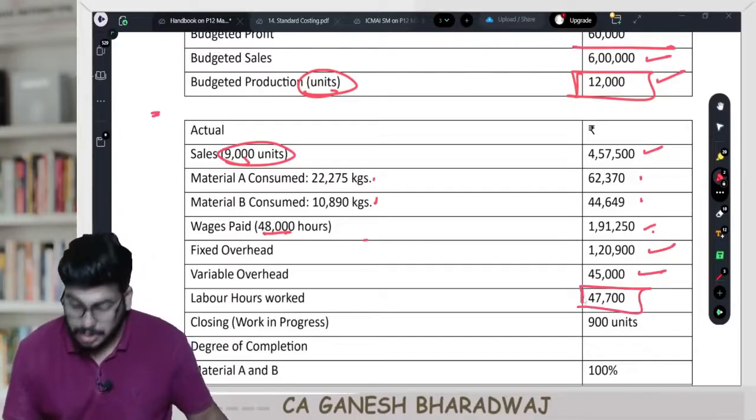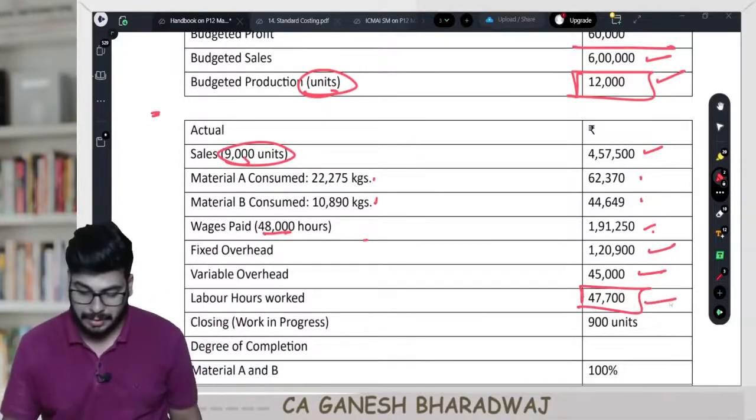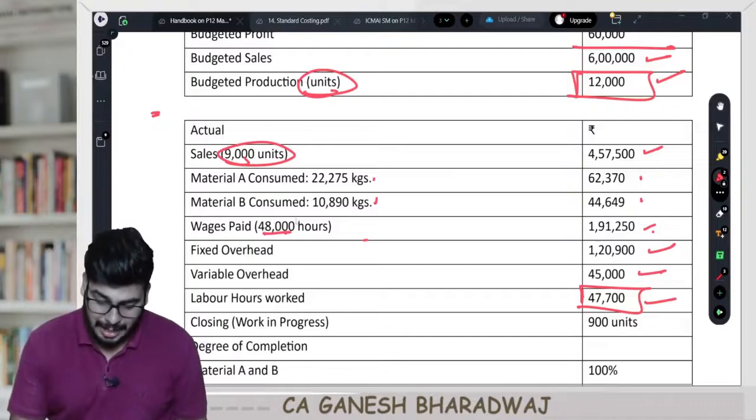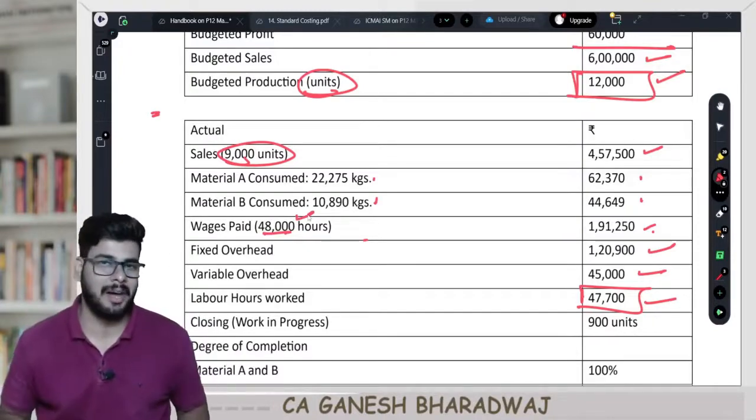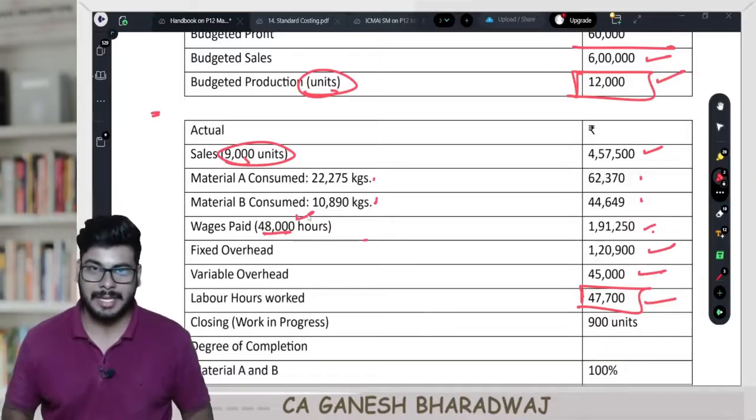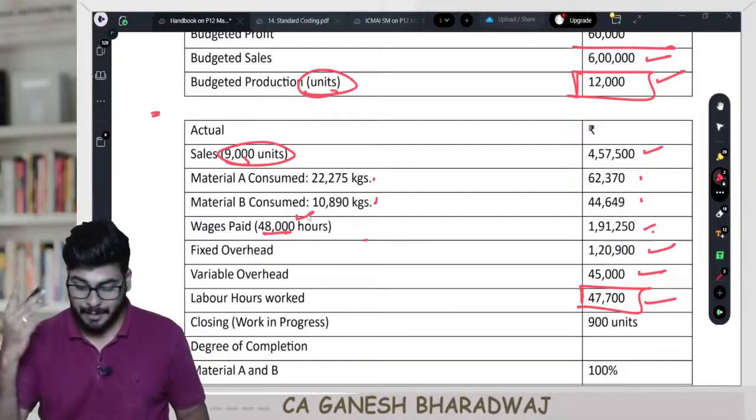Labor hours worked. Now be very careful. Labor hours worked is 47,700. The labor hours paid is how much? 48,000. The difference of 300 is nothing but your idle time. Are you clear with this? Abnormal idle time. Basically, this is what gets captured under the idle time variance, which we have seen.